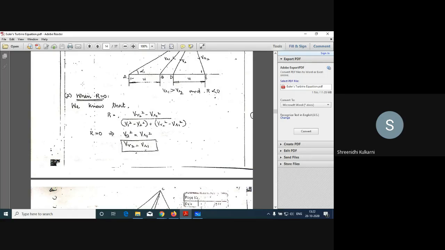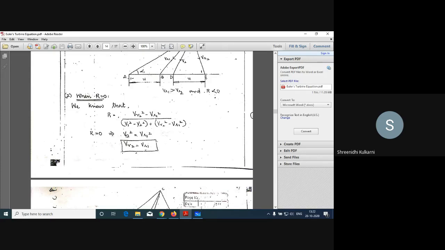So now you understood why, when R is equals to 0, the condition is that the relative velocity at inlet is the same as the relative velocity at outlet. If the relative velocity is the same, the blade angle beta 1 is equals to beta 2.